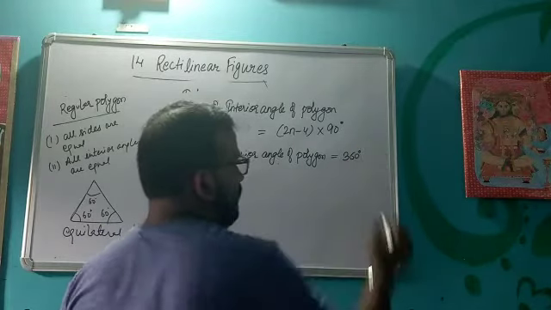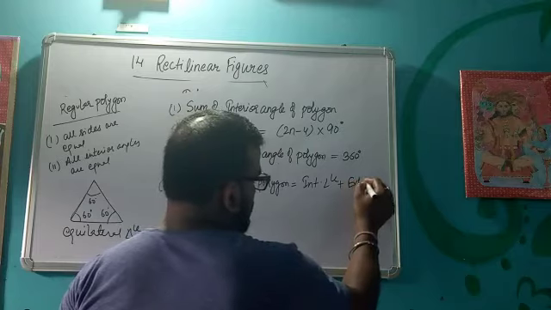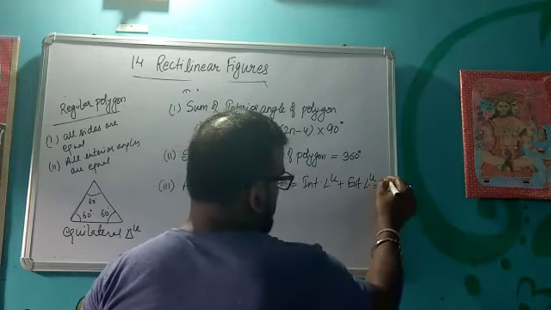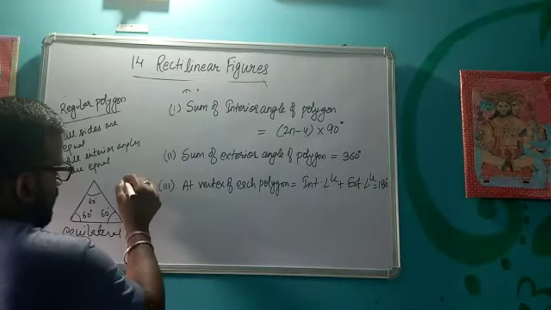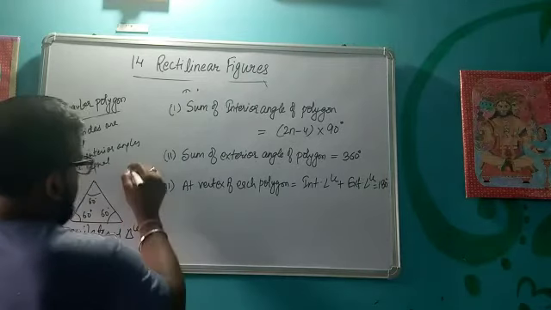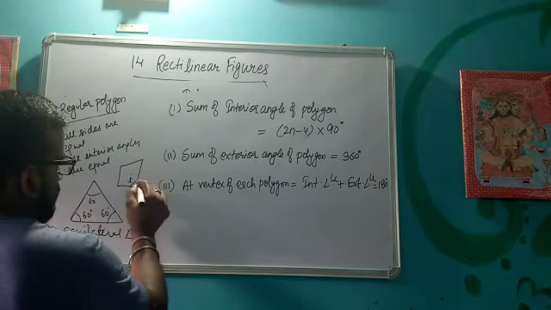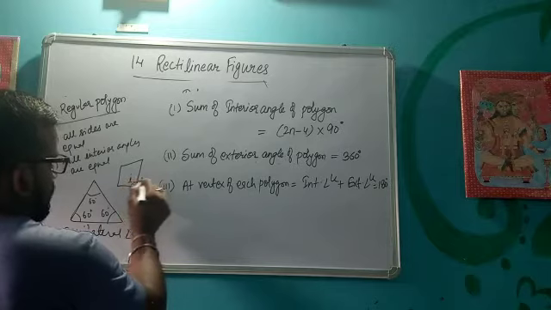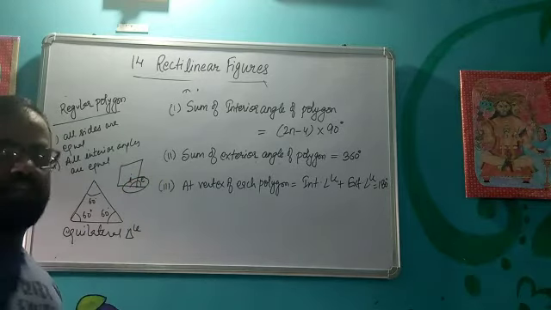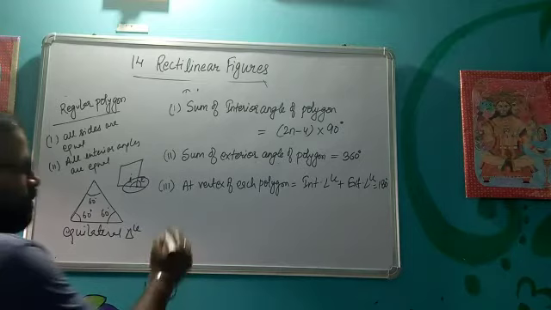Then at the vertex of each polygon, interior angle plus exterior angle is always 180 degrees. For example, suppose I take a polygon like this. So this is the interior angle, this is the exterior angle, so its sum will always be equal to 180 degrees because they form a linear pair.